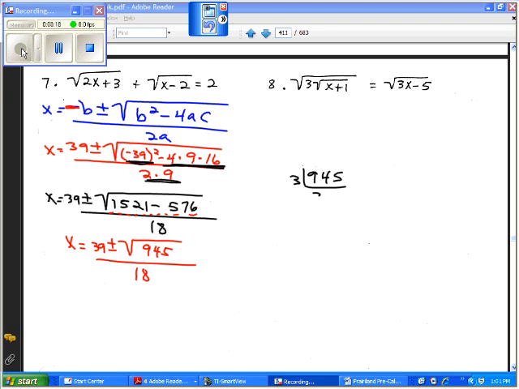945 divided by 3 is 315. Divided by 3 is 105. Divided by 3 is 35. Divided by 5 is 7. Remember the prime factorization method of simplifying a radical. And then we would rewrite it as the product of its primes: 3 times 3 times 3 times 5 times 7.